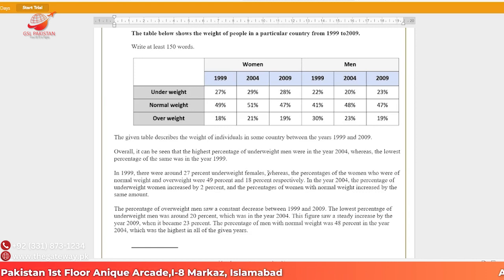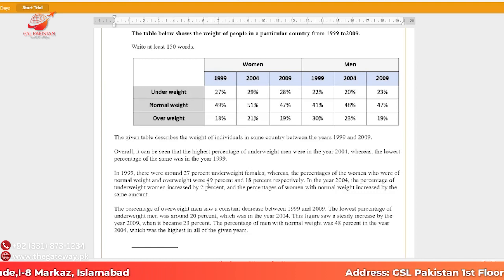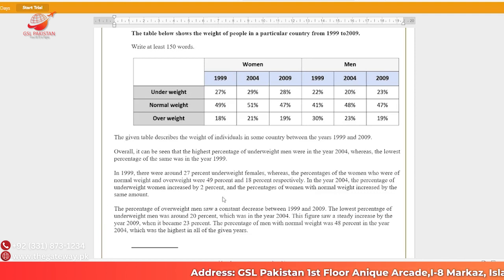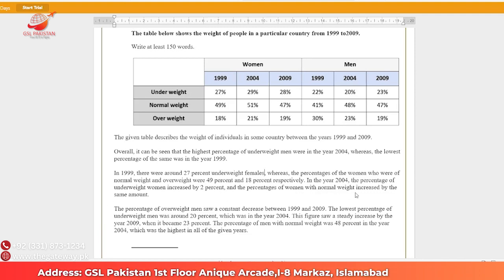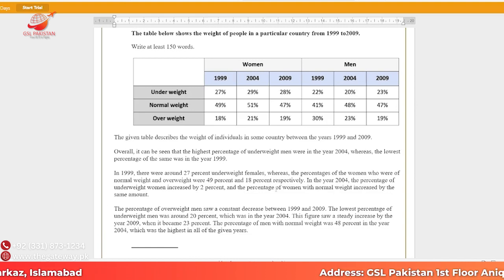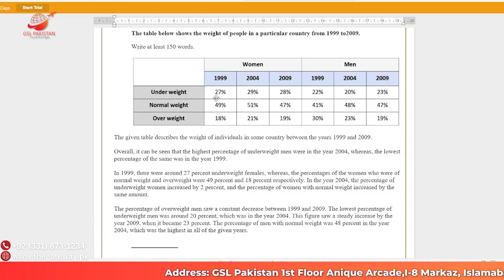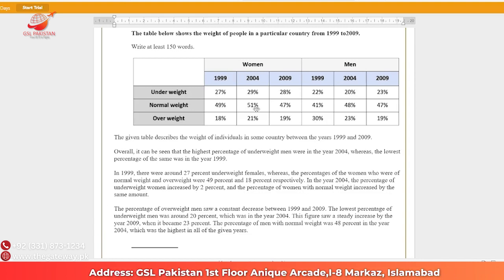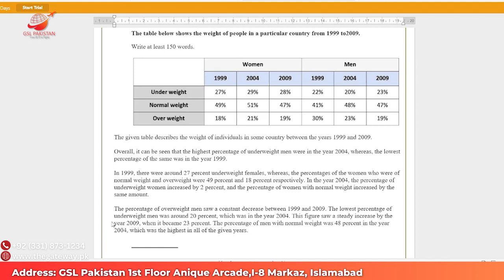In the year 2004, the percentage of underweight women increased by 2%. It was 27% in 1999 and then it increased to 29%. And the percentage of women with normal weight increased by the same amount. The percentage of women with normal weight, it was 49%, it increased by 2% and became 51%.